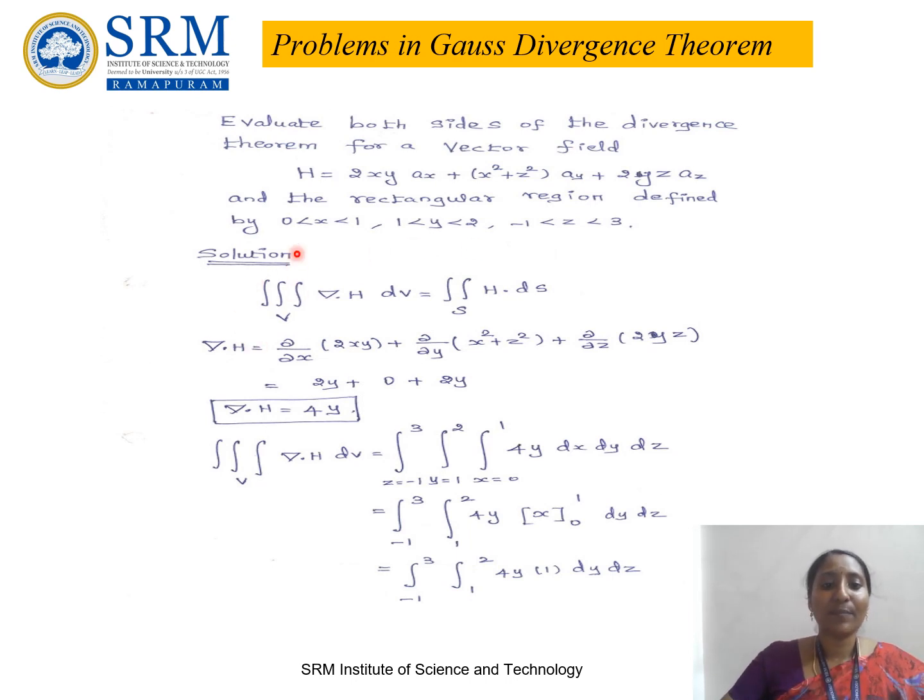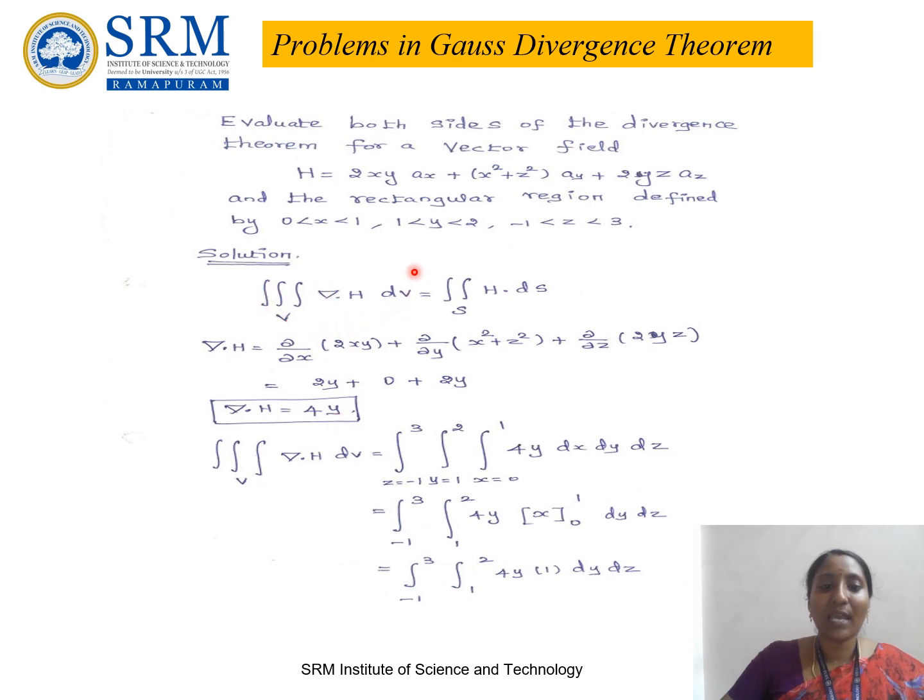What is the formula for Gauss divergence theorem? The triple integral of div dot H dV is equal to the double integral over the closed surface of H dot dS. First we have to calculate div dot H. This is the general formula of divergence: dou by dou x of 2xy, plus dou by dou y of x square plus z square, plus dou by dou z of 2yz. This is 2yz. We simplify and get 4y.